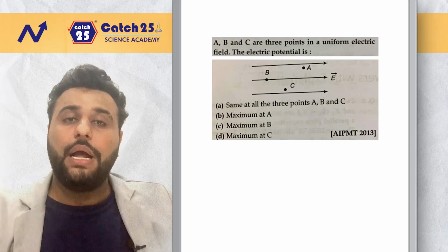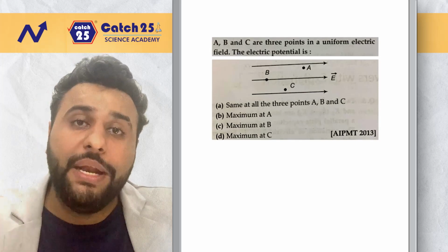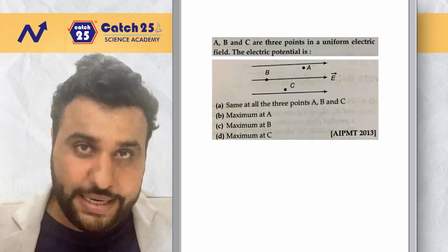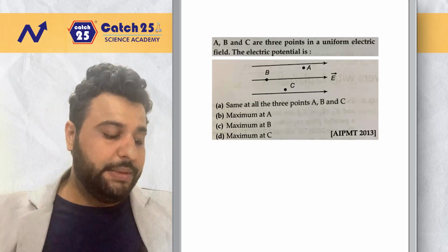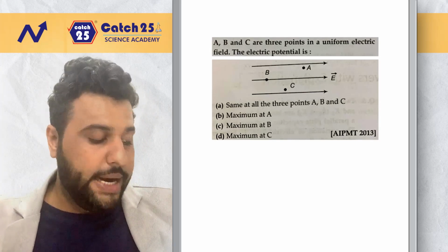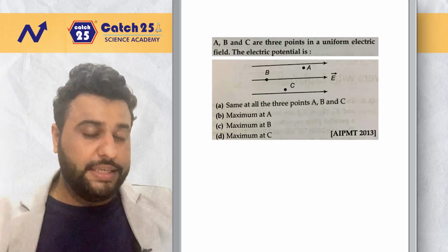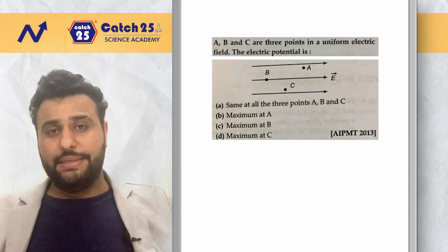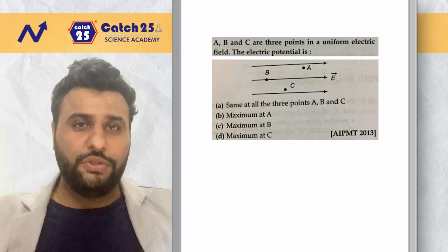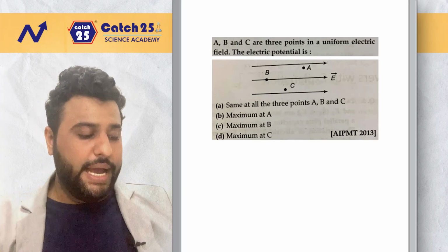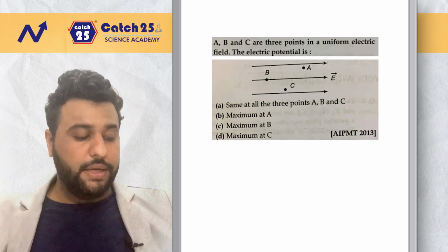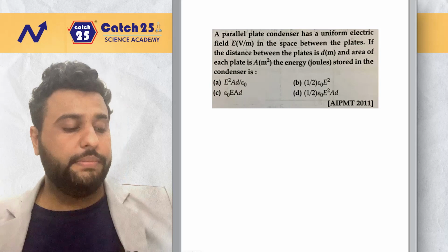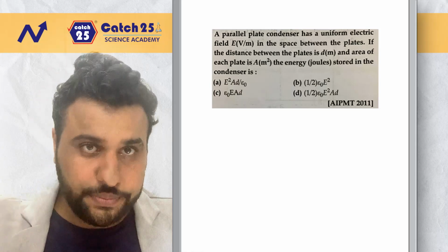Maximum at A, 100% wrong, it should be minimum at A, then it would be correct. Maximum at B, yes, it can be maximum at B. Maximum at C, no. But the right order would be maximum at B, then maximum at C, and then maximum at A. So the golden statement over here is as you go across the field, the potential decreases. Okay. Now the next question.